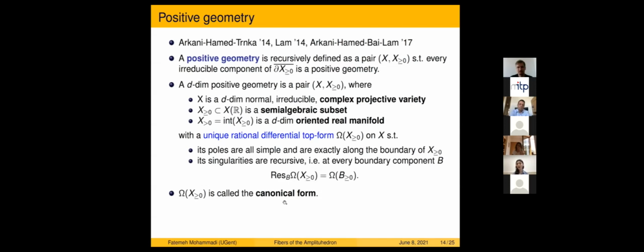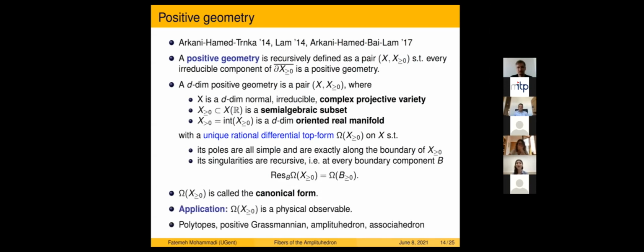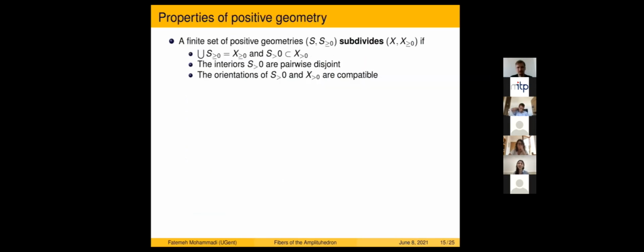Okay, and these positive geometries are defined in a sense that they include the Amplituhedron as an example, polytopes as an example, and also many other geometric objects such as the associahedron, etc. Okay, so what are the properties of these positive geometries?